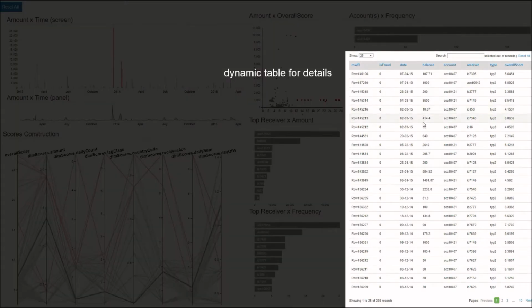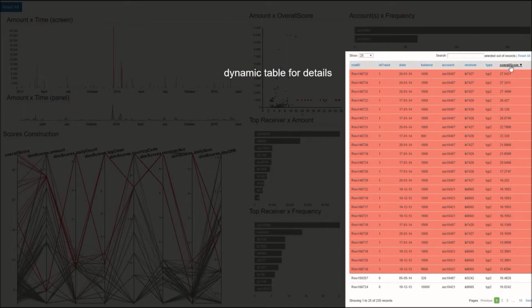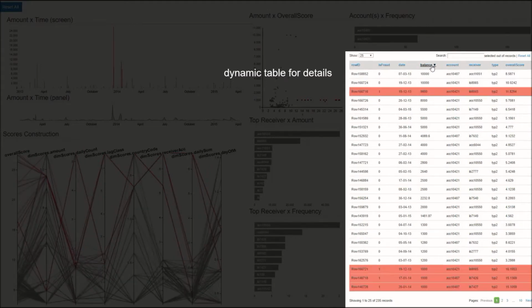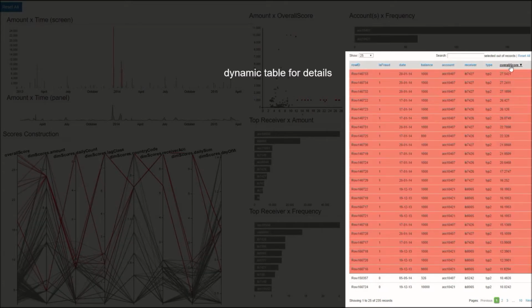Finally, we provide a dynamic table for details. Transactions are represented in rows, and sorting these transactions with respect to their overall score is indicated in red. Sorting transactions according to the amount transacted shows us transactions with very high amounts of money first. As we can see, some of them are flagged as suspicious, but not all of them.